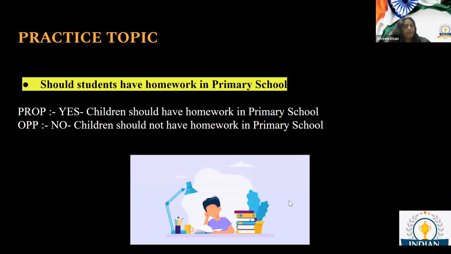Okay. I'm seeing if there is any new point added. Daksh, that's a good point. Can you explain that? Ma'am, it helps a student to revise what we have done in the class and they can score more marks.